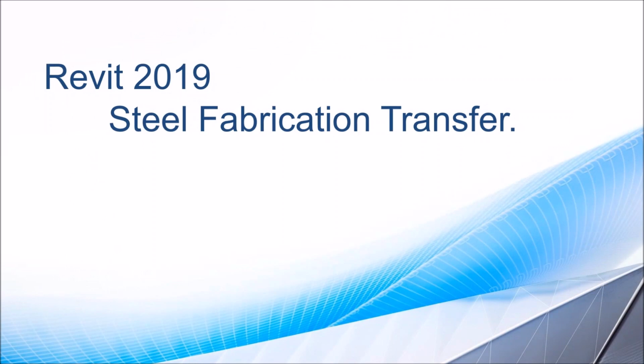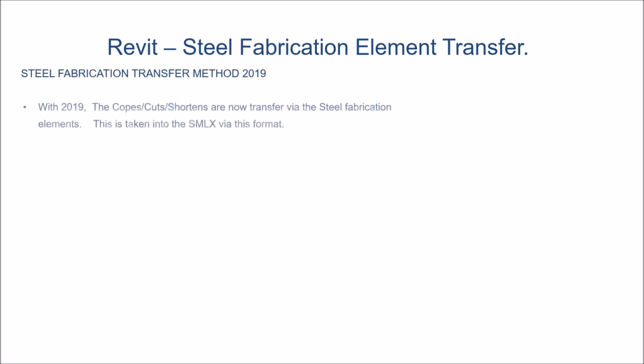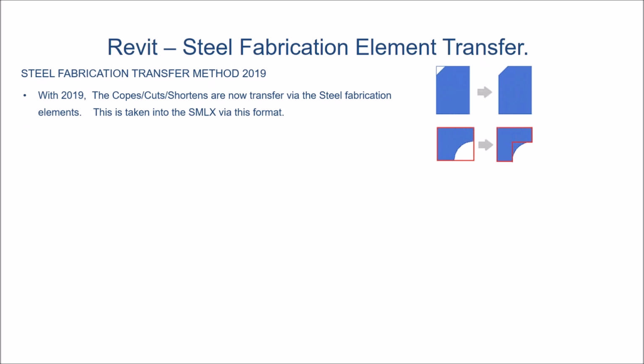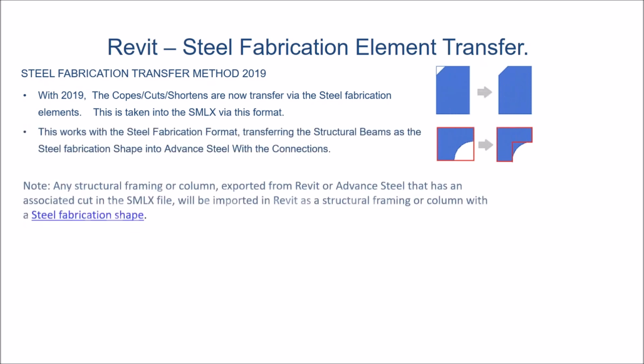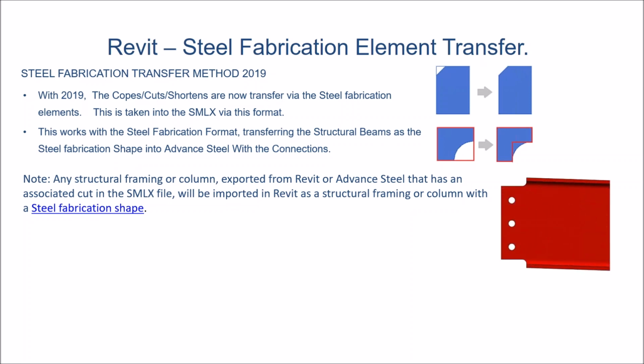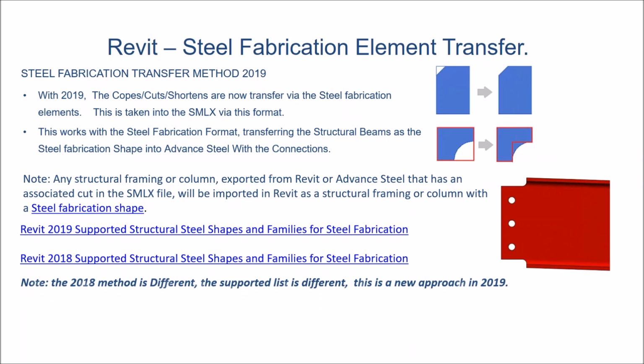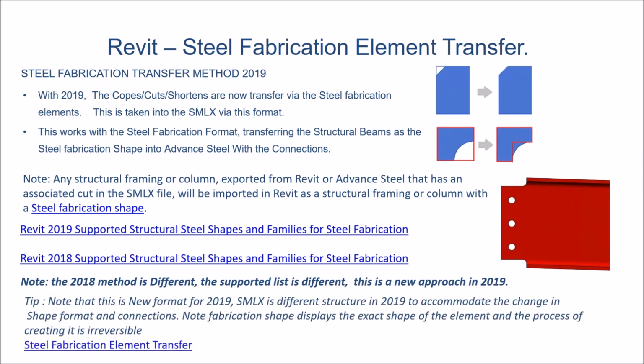So to explain a little bit more behind the fabrication transfer, and what's actually happening there, and why it's coming in. In the 19 version, this was new. I hadn't seen this before. I certainly hadn't seen it in the 18 version from what I could tell. And this is because of the introduction of the new steel toolbar that we saw at the top, the ribbon tab. It changes the way that you do copes and cuts, and shortenings. Features that we take for granted in Advanced Steel were always treated slightly differently inside Revit. And with the introduction of those tools, which have come from Advanced Steel, I think this has led to the introduction of this new steel fabrication format to cope with these new elements.